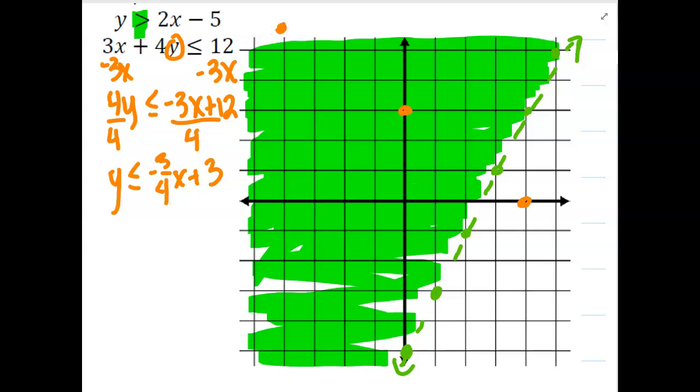And then before you connect it, is this going to be a solid or a dotted line? Solid, because it has that equal to.